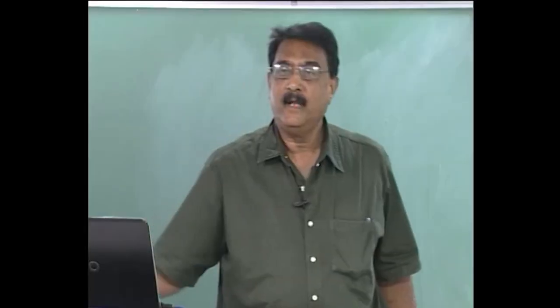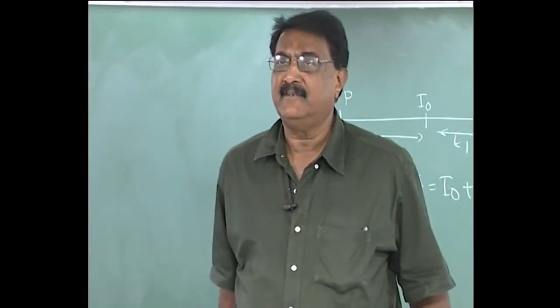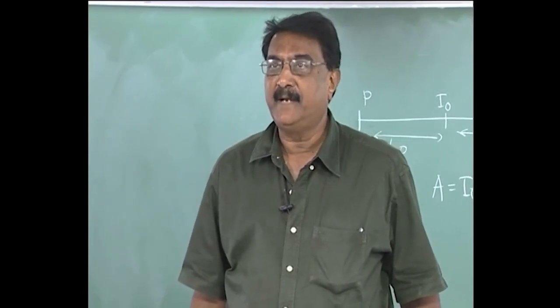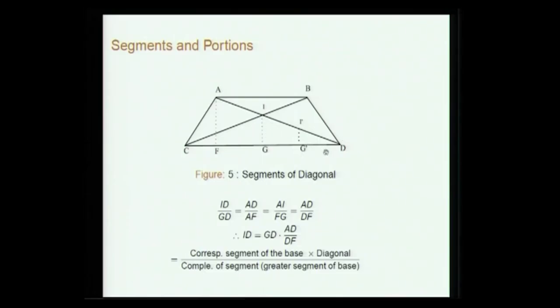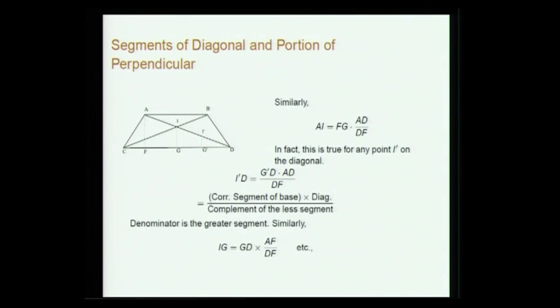But actually, this is true not only when I is at the intersection, but for any other point also. So, if you have I prime, essentially if you want to find I prime D, it will be equal to G prime D into AD by AF. So, just the rule of proportion. And similarly for the perpendicular, IG and I prime G prime. These are portions of the perpendicular: this is the real perpendicular, and now you are getting some portions when you drop perpendiculars from some arbitrary points. They are all given by the rule of proportion.